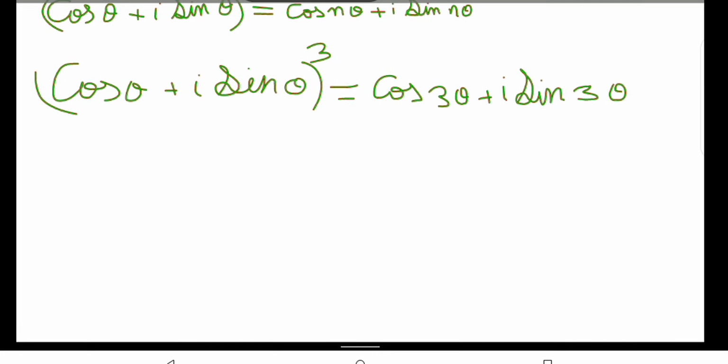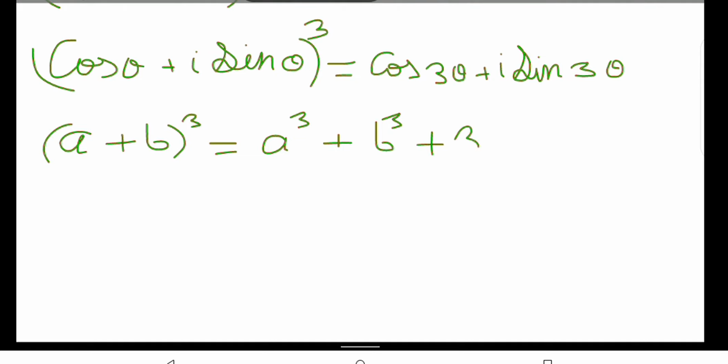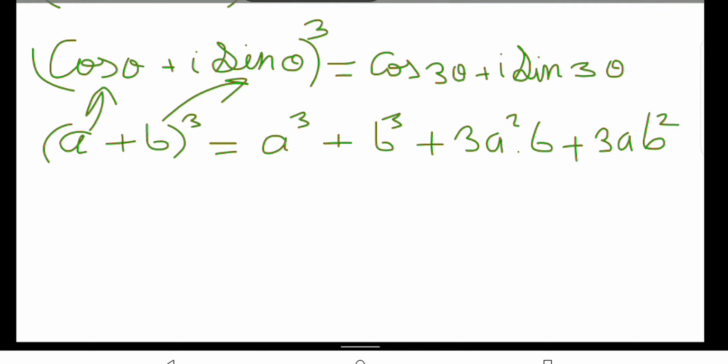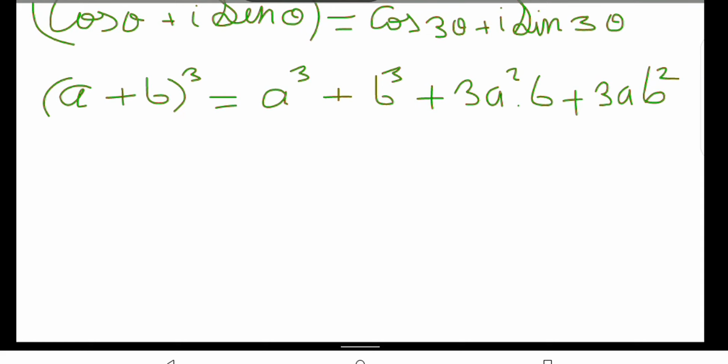Now let's expand the left hand side. For that purpose, we recall the identity (a plus b) whole thing cube equal to a cube plus b cube plus 3a square b plus 3ab square. We take a equal to cos theta and b equal to i sin theta. We replace a by cos theta and b by i sin theta.